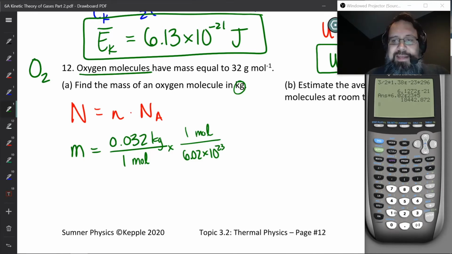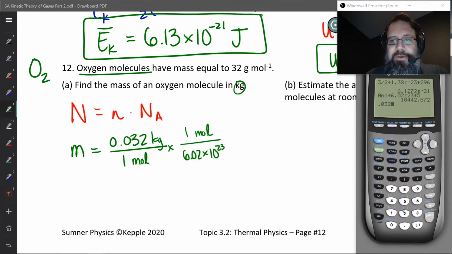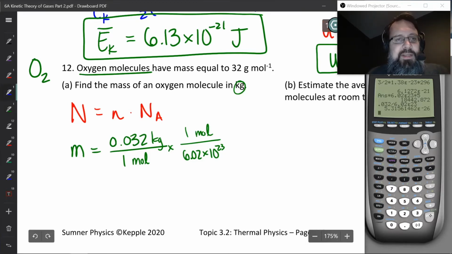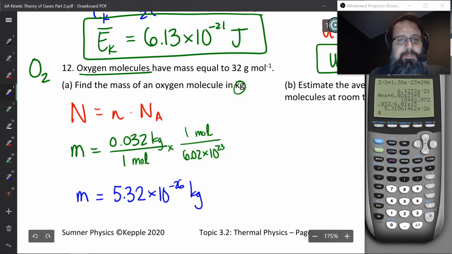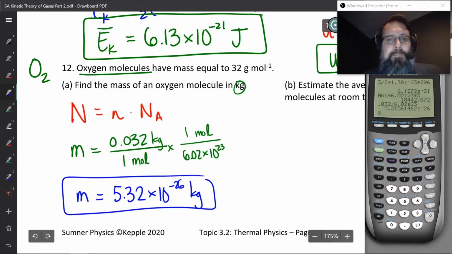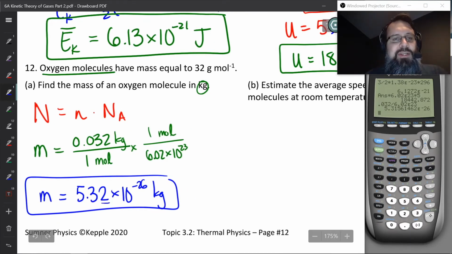So basically, I just have to take 0.032 and divide that by Avogadro's number, 6.02 times 10 to the 23rd. And now we have the mass of a single oxygen molecule, 5.32 times 10 to the negative 26 kilograms. I'm carrying an extra digit here because I don't want rounding errors because I know that I'm about to reuse this number in the next part.